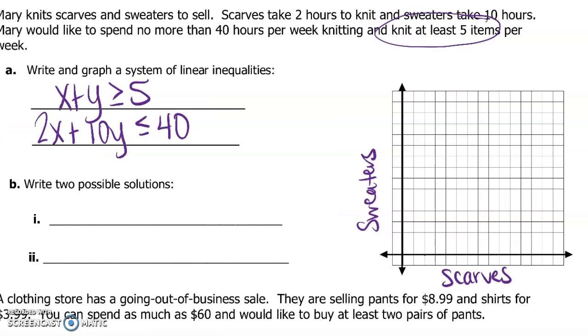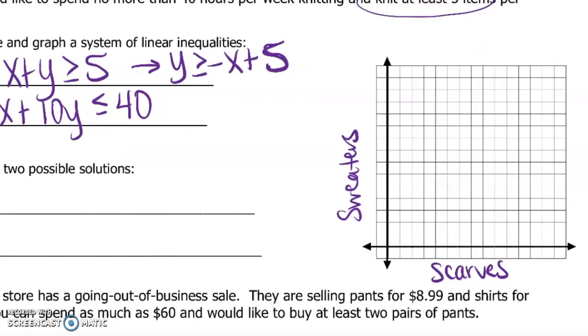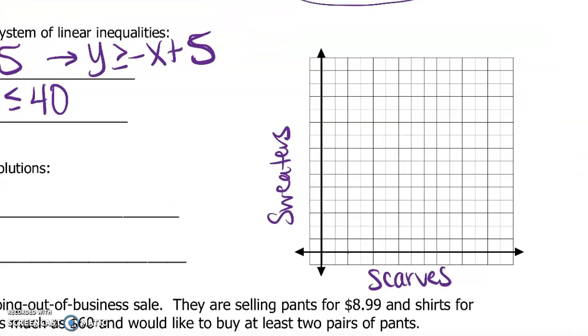So if I solve this top one for y, I would have to subtract x. So y is greater than or equal to negative x plus 5. So if I graph that, start up 5, down 1, right 1, all the way to the other 5. Again, you do not need to go past the x and y axis because that would mean you would have negative amounts of scarves and sweaters, which isn't possible. And then greater than or equal to, so above.